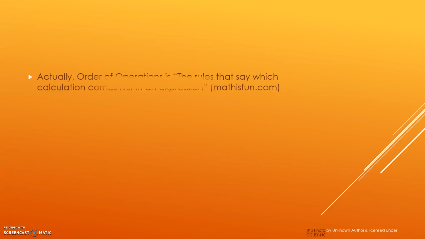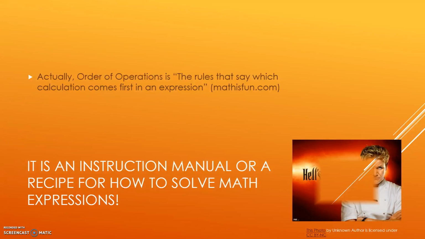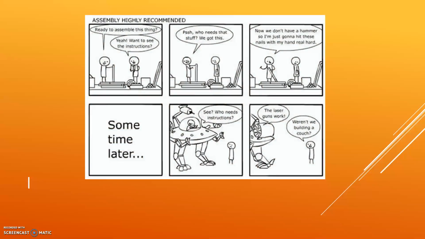It's actually the rules that say which calculation comes first in an expression. So it really is almost an instruction manual and a step-by-step process on how to solve math expressions, right? Kind of like a little recipe for what to do in these situations. And these instructions are actually very important. You can't just solve math expressions any way you want, because you'll come out with something that you didn't intend to come out with.